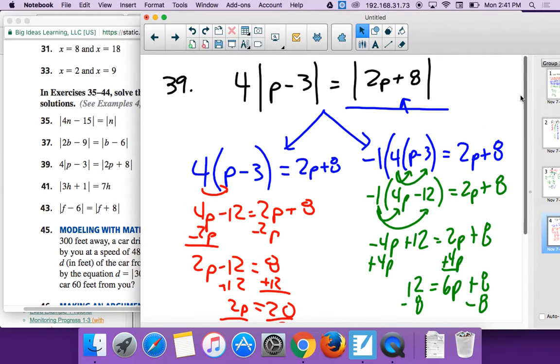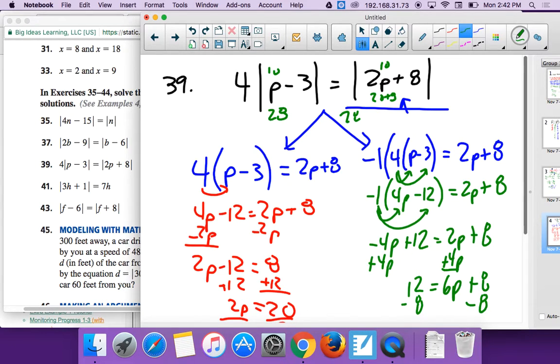So let me check with the 10. Let's check with the 10 first. 10 here. 10 minus 3 is 7. Absolute value of 7 is 7. 7 times 4 is 28. Over here is 10. 2 times 10 is 20. 20 plus 8 is 28. Does it work? Yes, we just confirmed 10 works. Over here, we have to do 2/3. This one's going to require a little bit more work here.